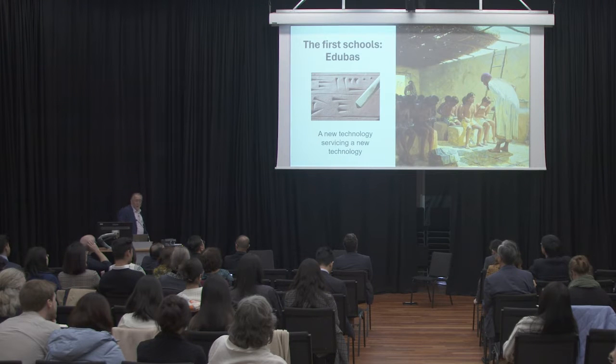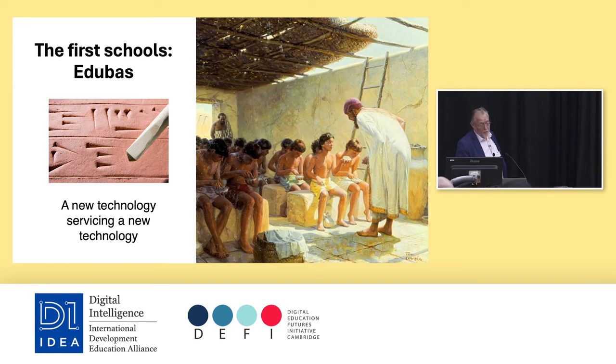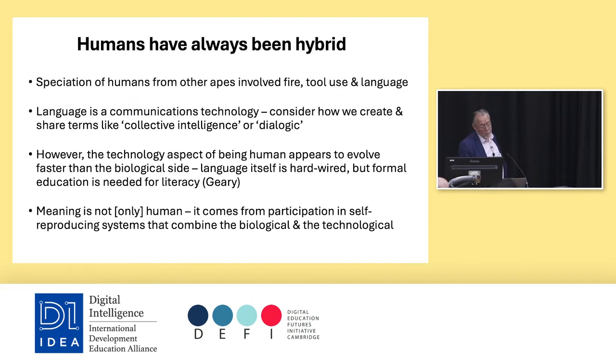Apparently it was quite difficult. There was a lot of correcting homework and punishments and all the rest of it. It was a new technology to support a new technology, if you like. Similarly, what we've got at the moment, and what we seem to take for granted, is a print-tech literacy system. Humans have actually always been bound up with technology.